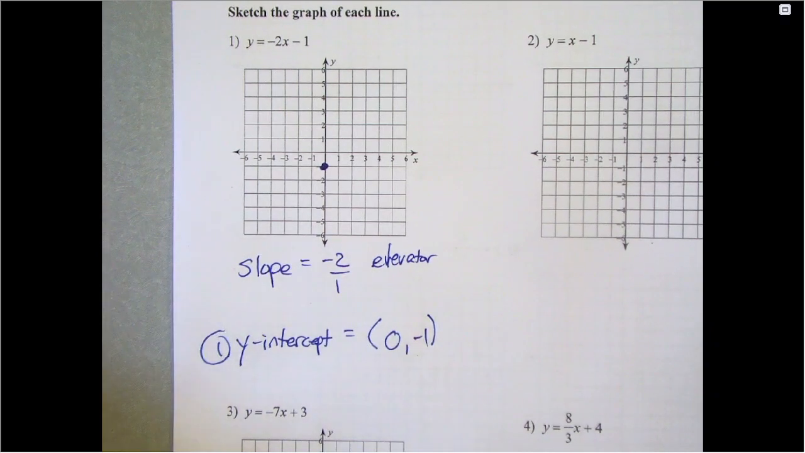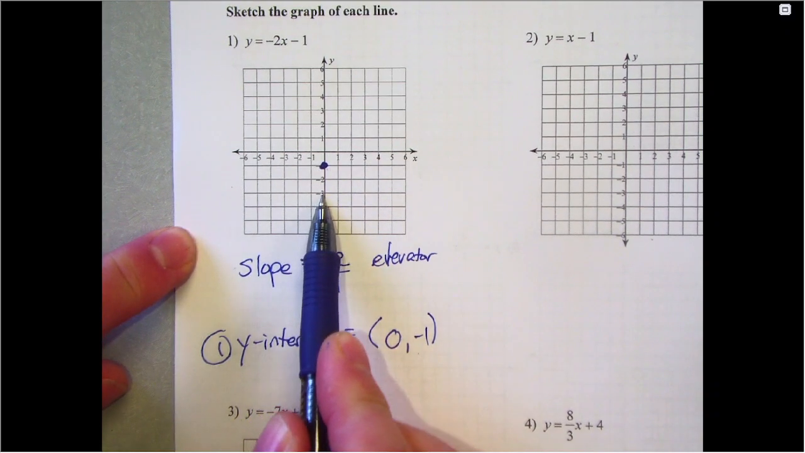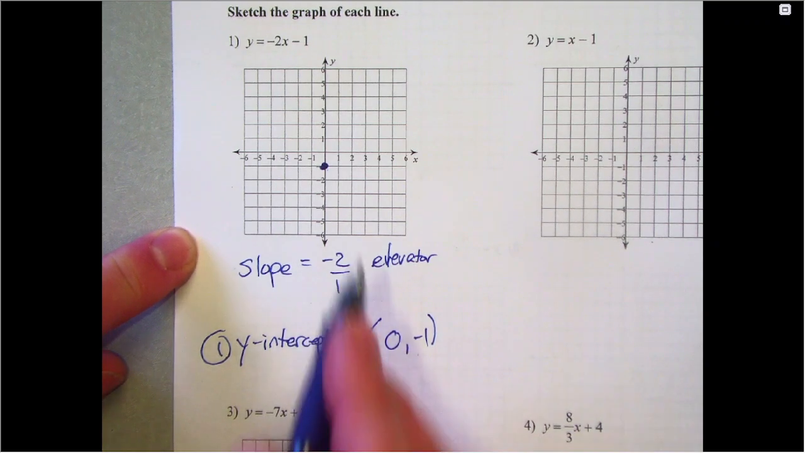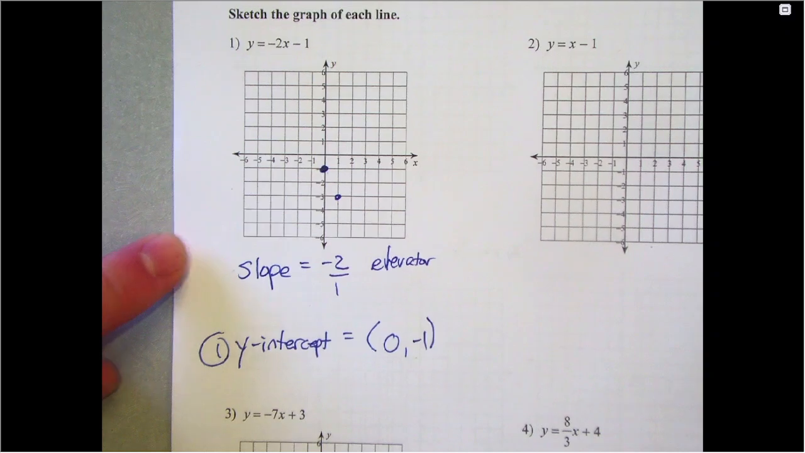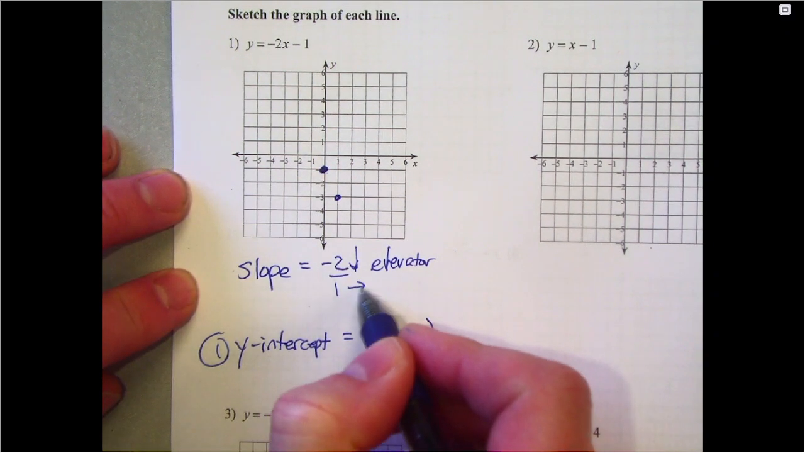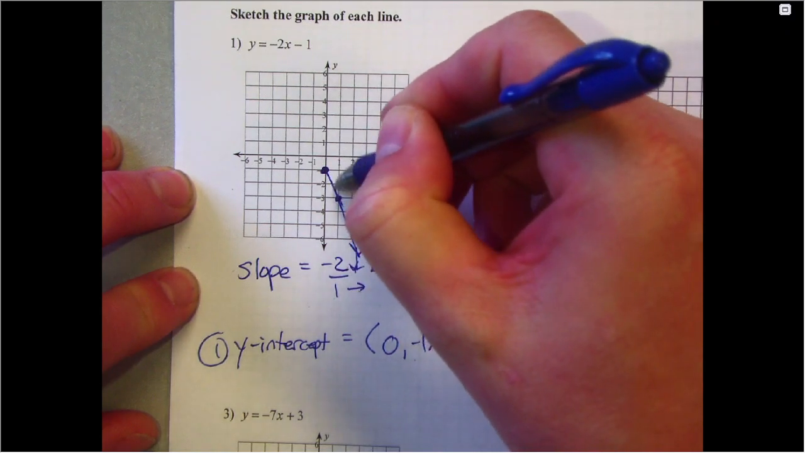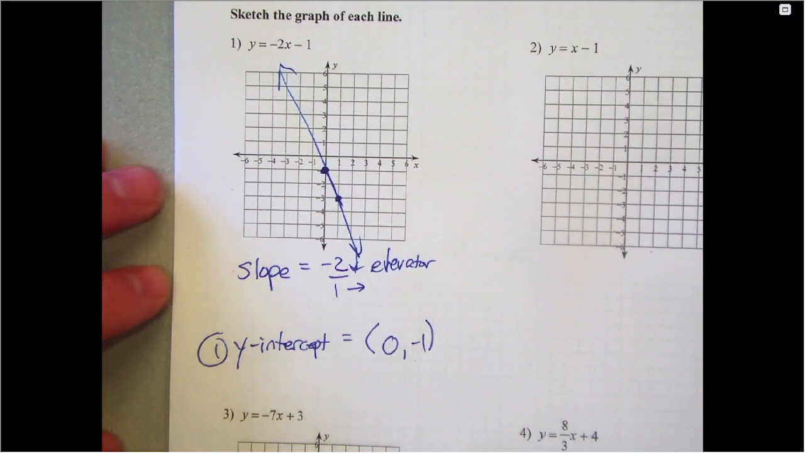So what is that -2 telling me to do? Telling me to go down 2. Don't put a dot yet. And then what's the bottom telling me to do? This is positive, good. So that's just down 2, right 1. There's your 2 dots. If you want to do it again to get another dot, knock your socks off.